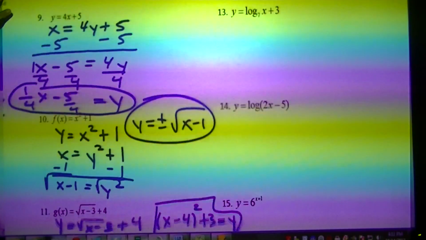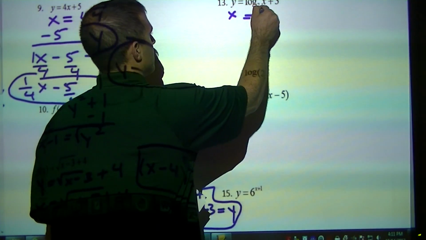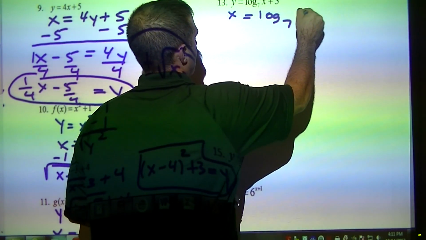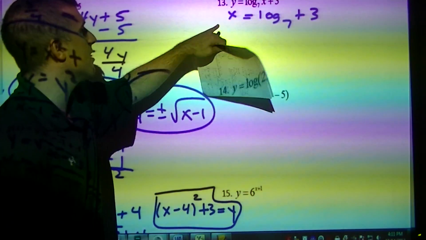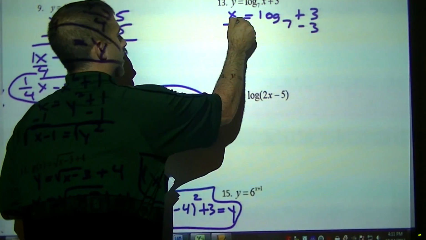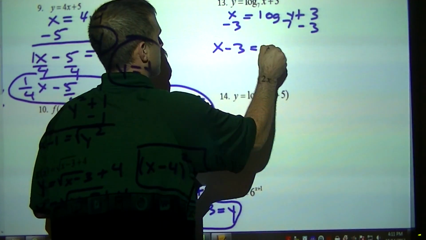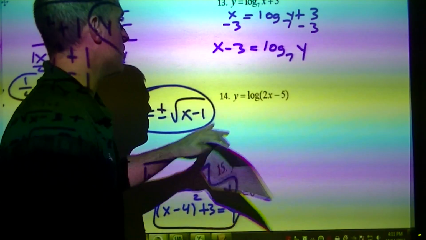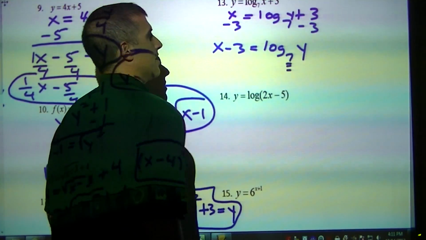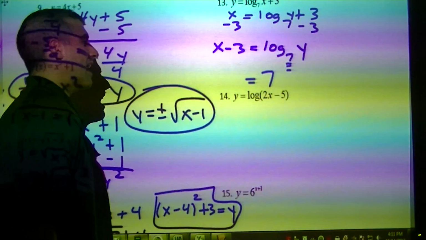Now logs, it's very similar. You're going to switch up x and y. Now, what I want to do is isolate the log, so that 3 is going to move over. So that's going to be x minus 3 equals the log of 7y. When you turn this into an exponential, this is the base. So when I go to make the exponential, the base is going to be 7.